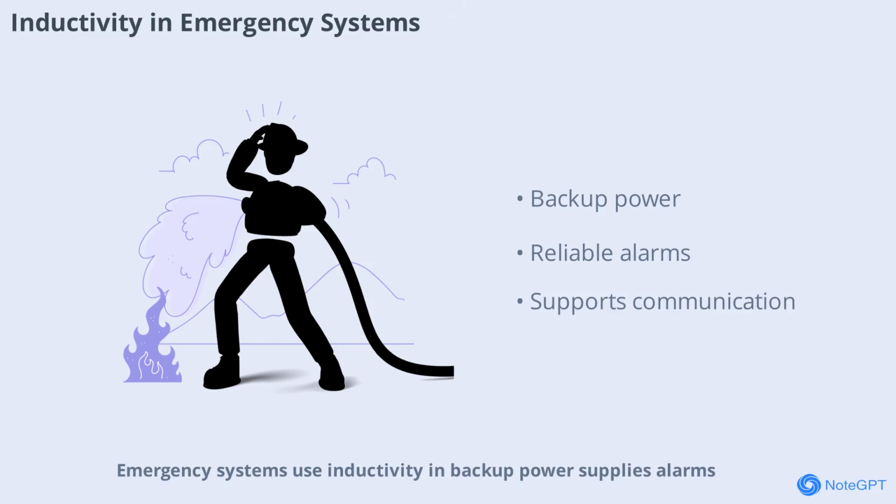Emergency systems use inductivity in backup power supplies, alarms, and communication devices. Inductive components ensure these systems remain operational during power outages or crises, providing vital support when it's needed most.